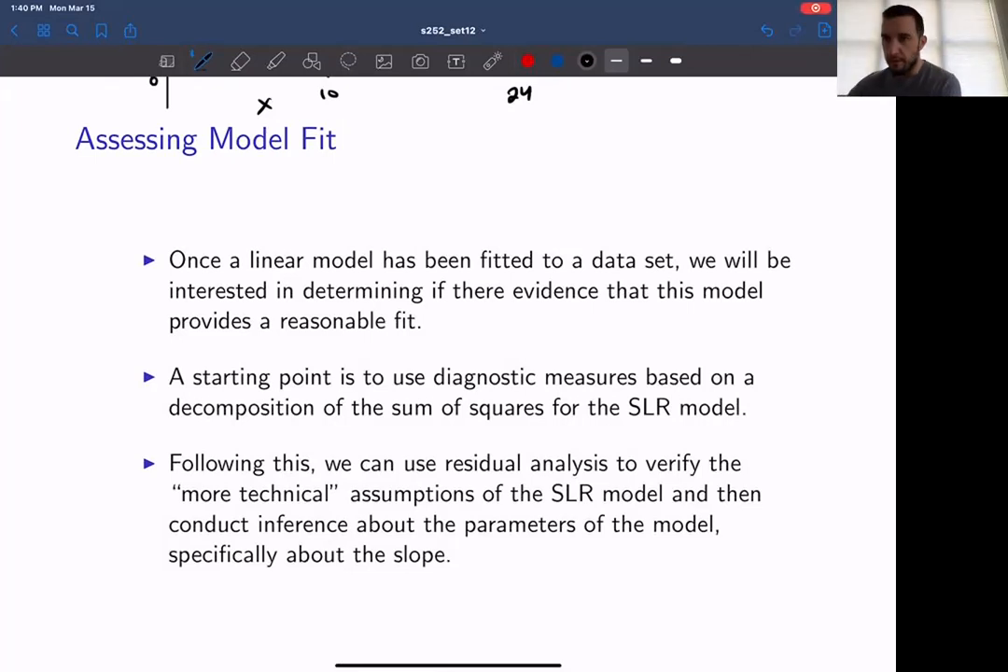So we're going to talk about a few things. One of the concepts that we're going to talk about is residual analysis for assumption verification. So we know that in addition to the linearity assumption, we also assume that the residual terms or the error terms are normal with constant variance. So we're going to want to verify those, because if those don't hold, then we're fitting the wrong model. The other thing we can do is use what are called diagnostic measures. And diagnostic measures are basically statistics that explain how well the model fits the data.